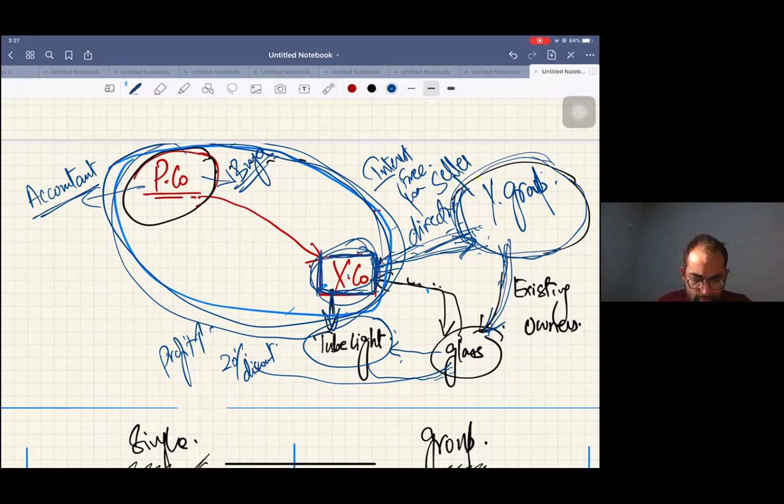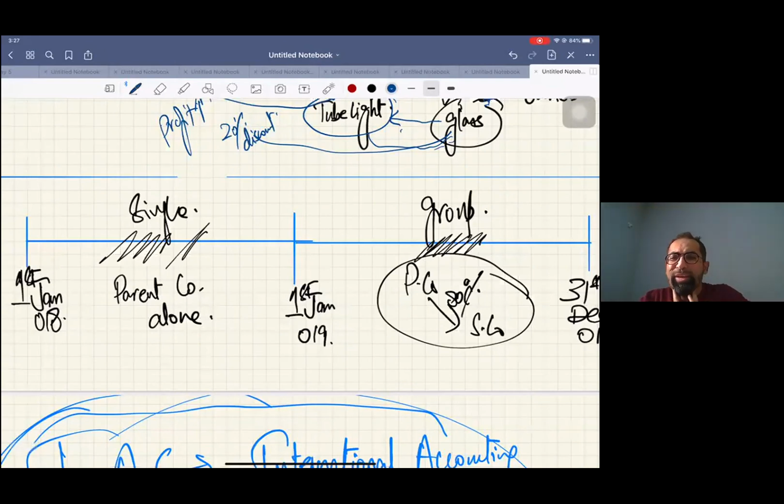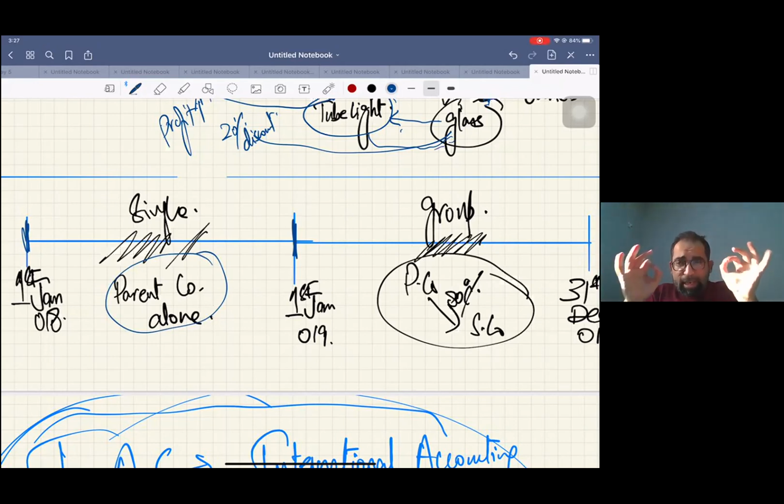Okay. Now, similarly, there will be a lot of comparability issues. For example, just think. This is 1st January 2018 to 1st January 2019. Last year, the parent company was a single company, alone. The parent company had no other subsidiaries last year, right?